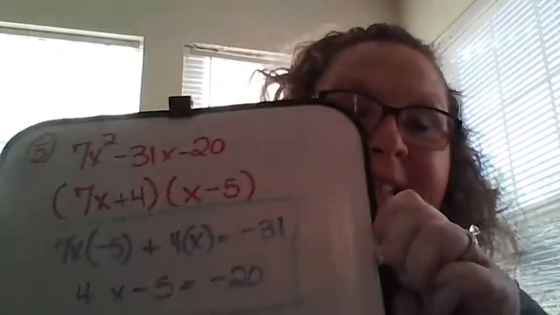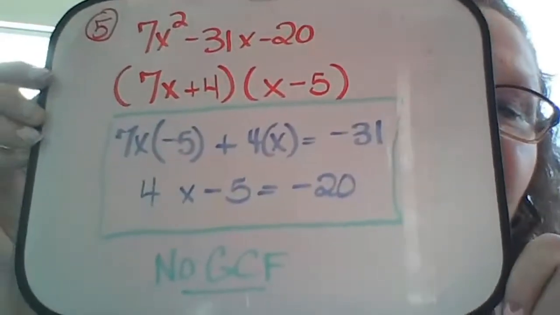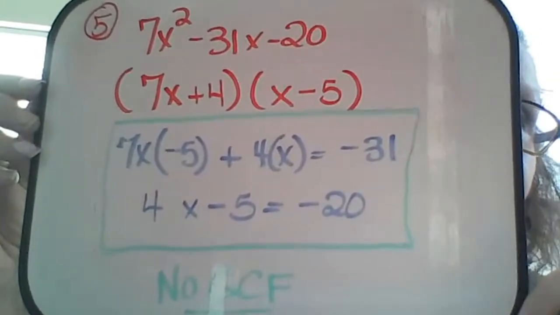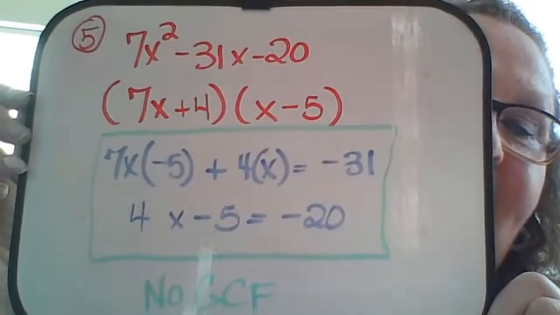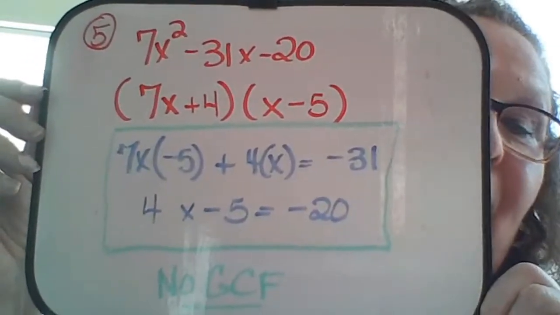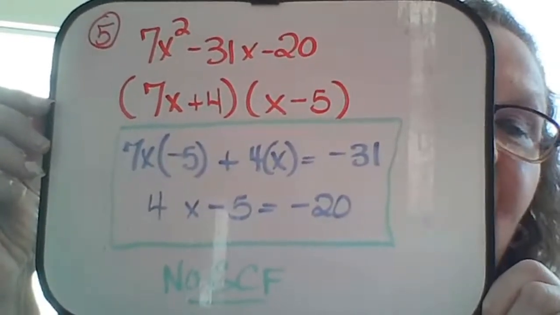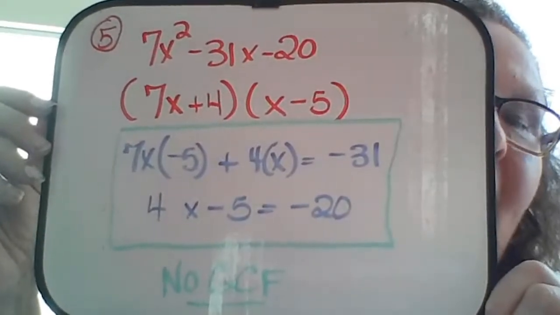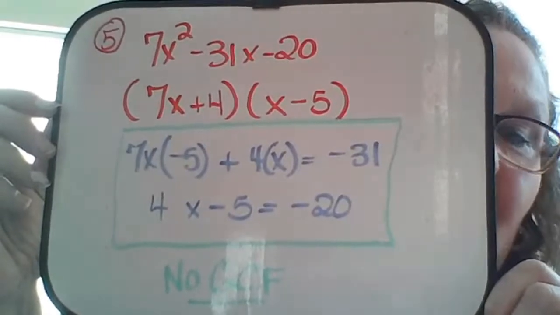Now, I'm afraid this last example may blow some of your minds. The first thing I want you to look at is where I wrote in green at the bottom of this board that there is no GCF. If you look at your three terms, you have 7x squared, 31x, and 20. You guys know that 7 is a prime number and 31 is a prime number, so there is no greatest common factor here. What you have to do on problems like this, lots of times, guys, it is simply going to be trial and error. You're just going to have to work and work until you find the one that works.